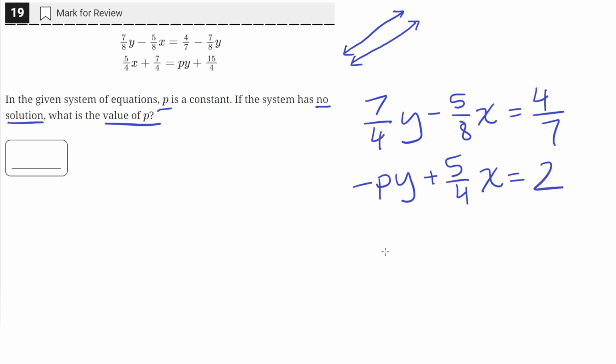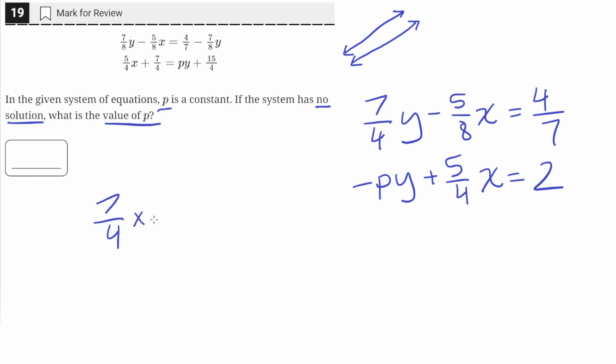Okay, so we see here that 5/8, negative 5/8, is a multiple of 5/4. If you multiply 5/4 by negative 1/2, you get 5/8. Or if you multiply negative 5/8 by negative 2, you get 5/4. So we should do the same with the y term. We need to multiply 7/4 by negative 2 to get the value of p.